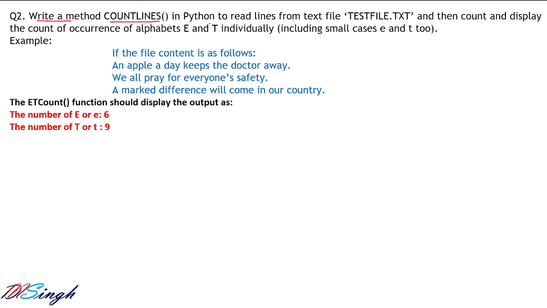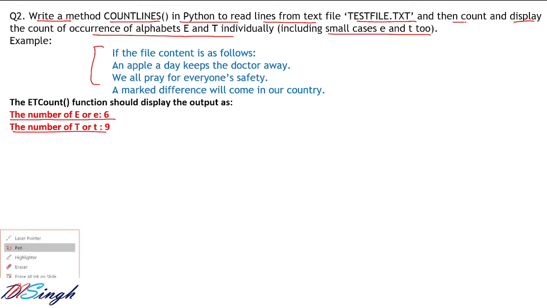Write a method count lines in Python to read the lines from a text file, and count and display the count of occurrence of alphabet E and T individually, including small e or small t too. So this is the file content, and the output should look like this. The number of capital E or small e is 6, the number of capital T or small t is 9. So this is our job.